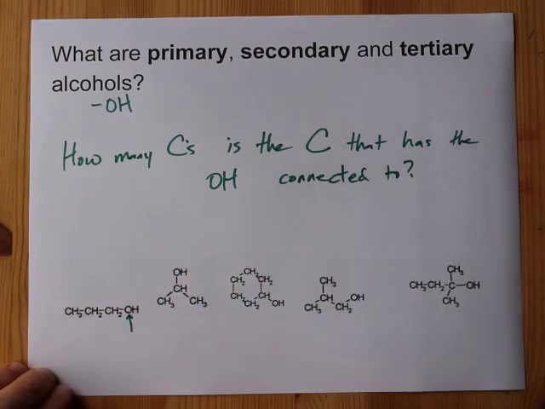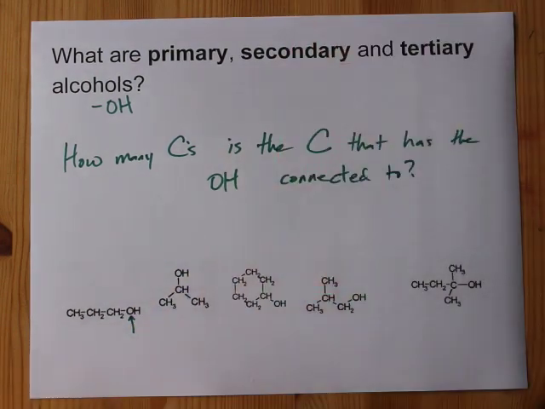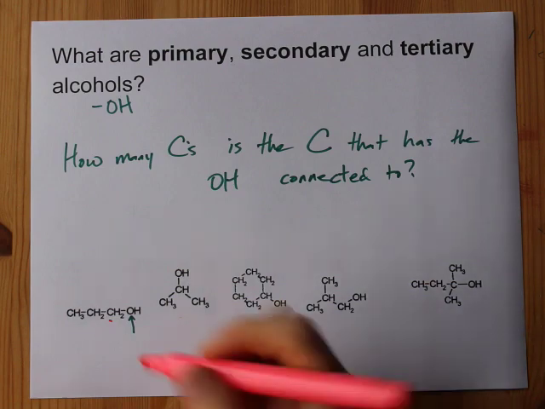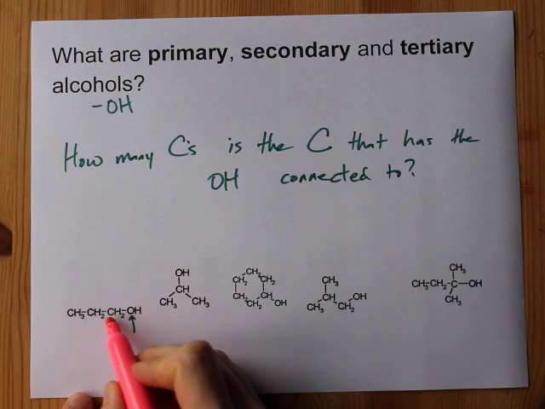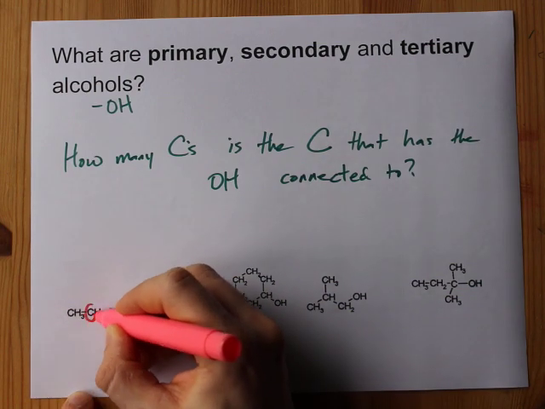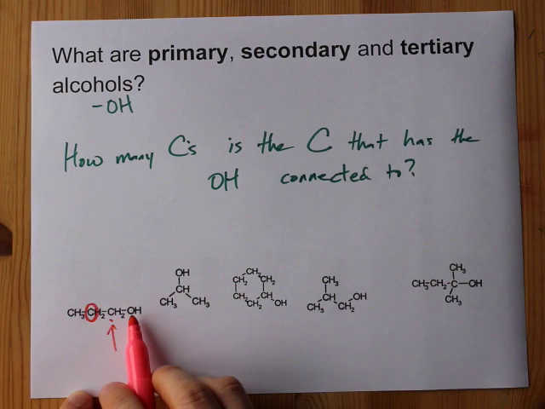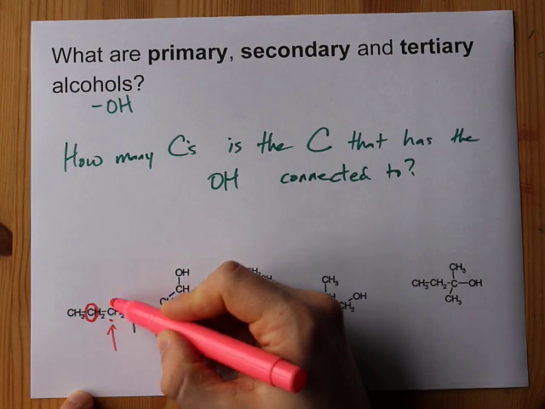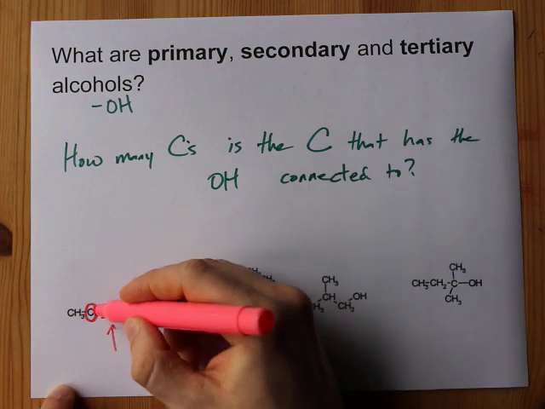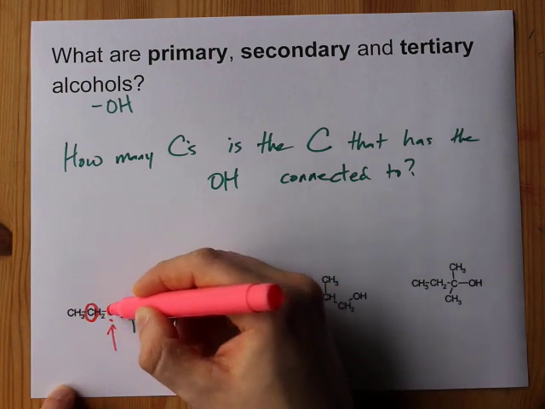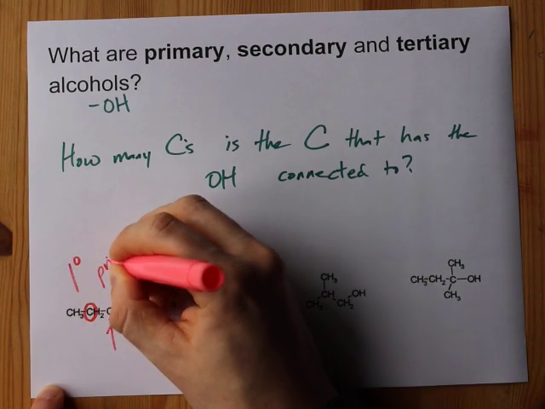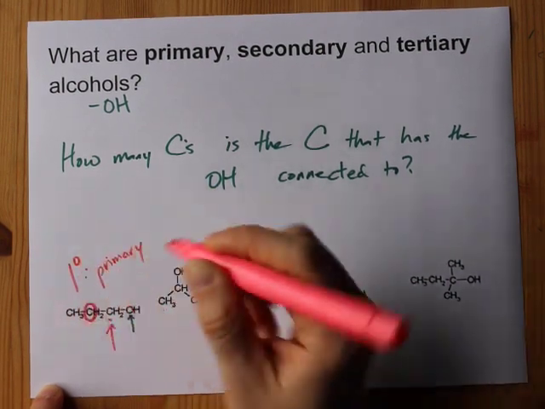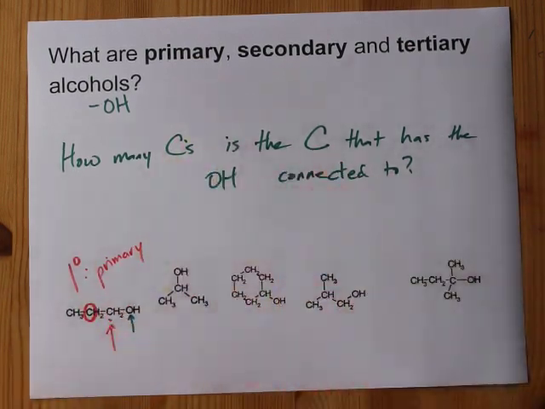Here's an OH, I found it, but the carbon that it's attached to is this guy. How many C's is he connected to? In this case, it's a single bond in this direction to that carbon. That's a single bond to the O, and that carbon has two H's on it. That means that the carbon that has the OH is only connected to one other carbon, which makes it primary. Some people write it as 1 degree, but 1 degree and primary alcohols are the same thing. Those are just different ways of saying it, right?